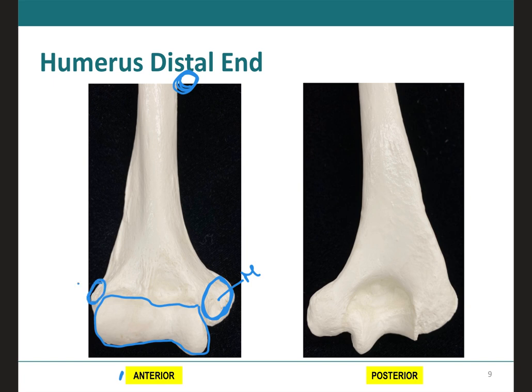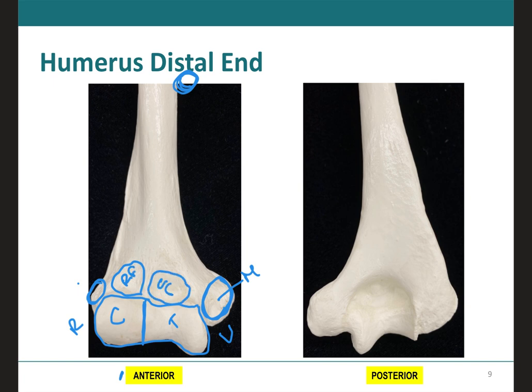Because these are epi, then this would be your condyle. You can see how it's divided right over here. This would be the capitulum that will articulate with the radius, and this is the trochlea that will articulate with the ulna. A couple more bone features that we have on the anterior view are these big depressions over here, one on the lateral side, which is called the radial fossa, and one on the medial side, which is called the coronoid fossa.